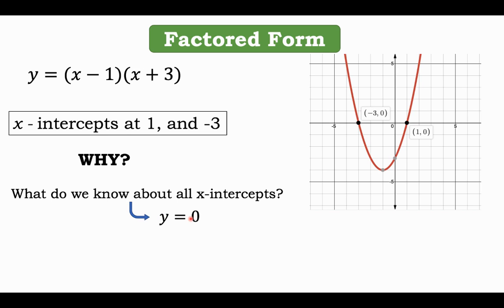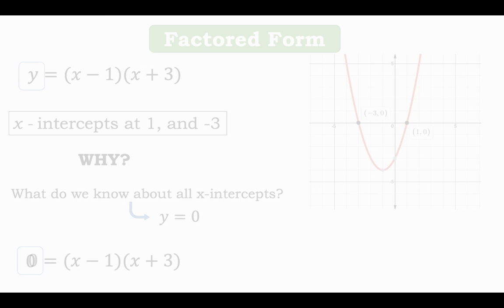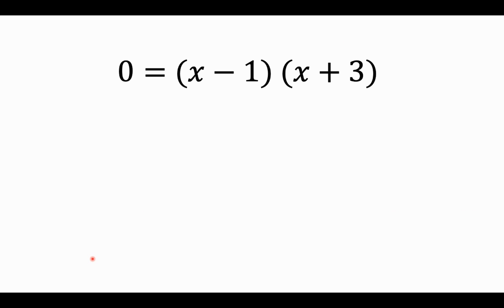So if I know y is 0 at my x-intercepts, if I want to find them using this equation, I would just take my equation and plug in 0 for y. And then solve that, and you will get your x-intercepts. Now, I haven't taught you how to solve this yet. So let's go ahead and figure out how to solve this thing. When you plug in 0 for y, you have this equation.